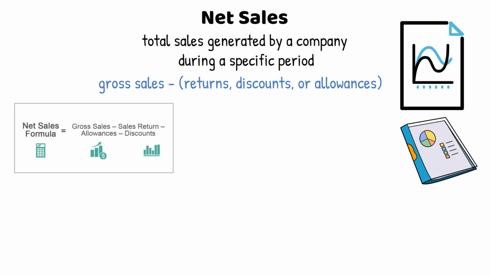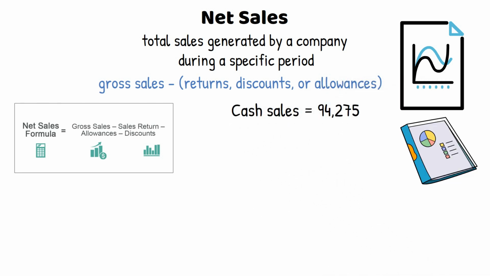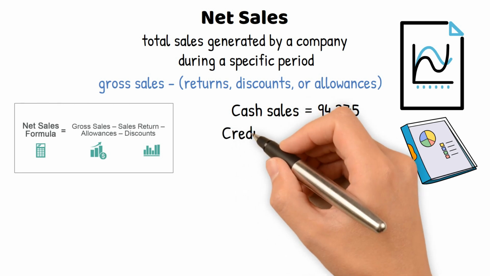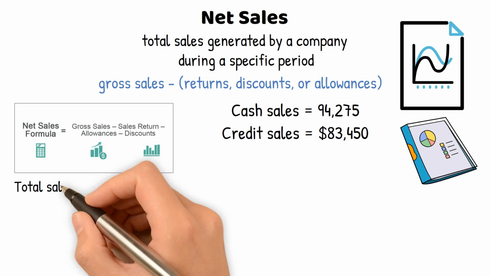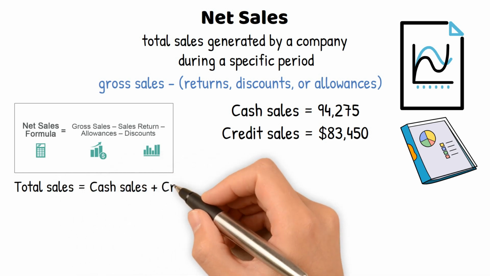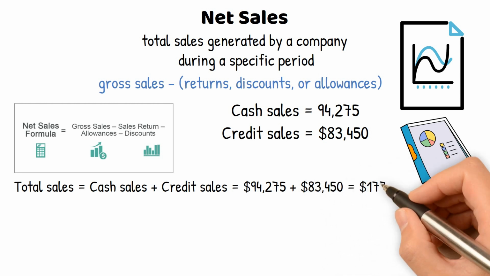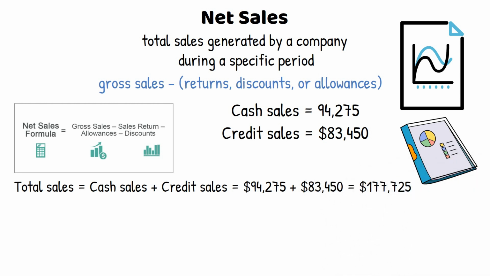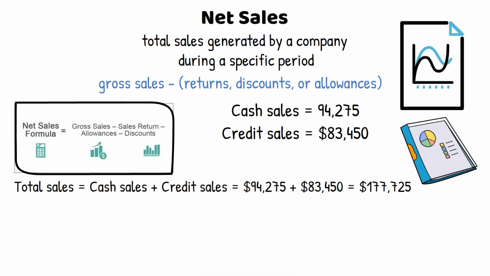To calculate a company's net sales, we need to subtract the sales returns and allowances and sales discounts from the total sales. For example, say cash sales are $94,275 and credit sales are $83,450. Total sales equals cash sales plus credit sales equals $94,275 plus $83,450 equals $177,725.